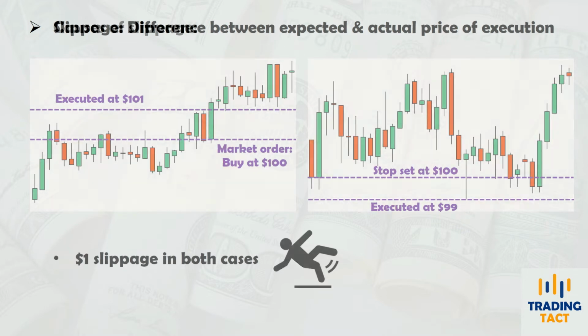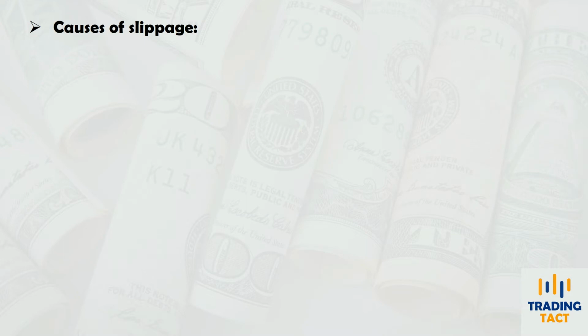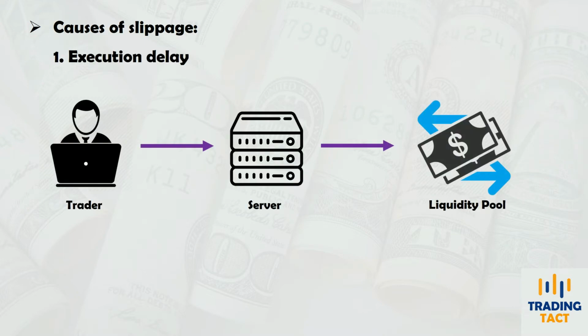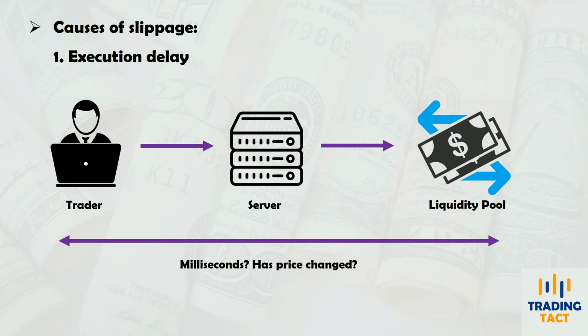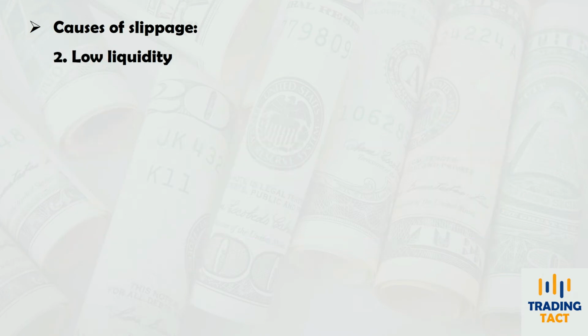In general, there are two causes of slippage. The first is execution delay. There's a small delay between the time your order is placed and the time it's executed by the server. Even if it's only a fraction of a second, the market price may have changed or the spread may have widened. The second cause is low liquidity, whereby there are insufficient buyers or sellers at your requested price.